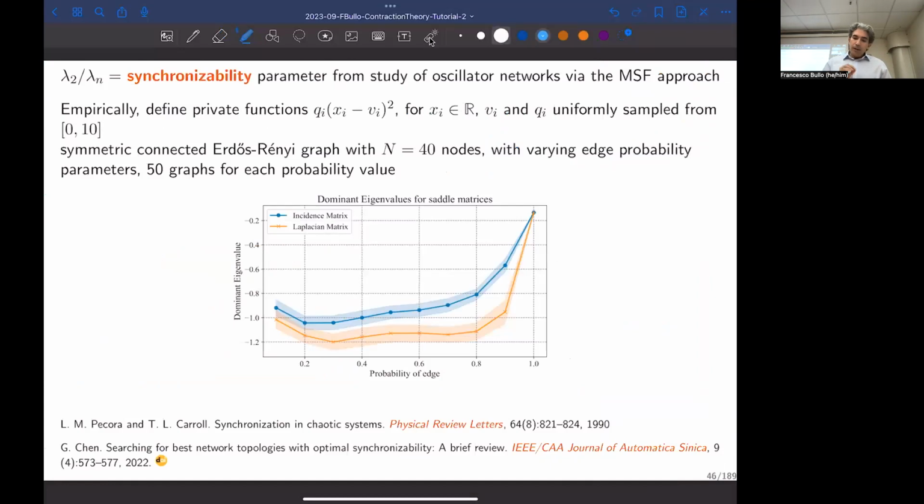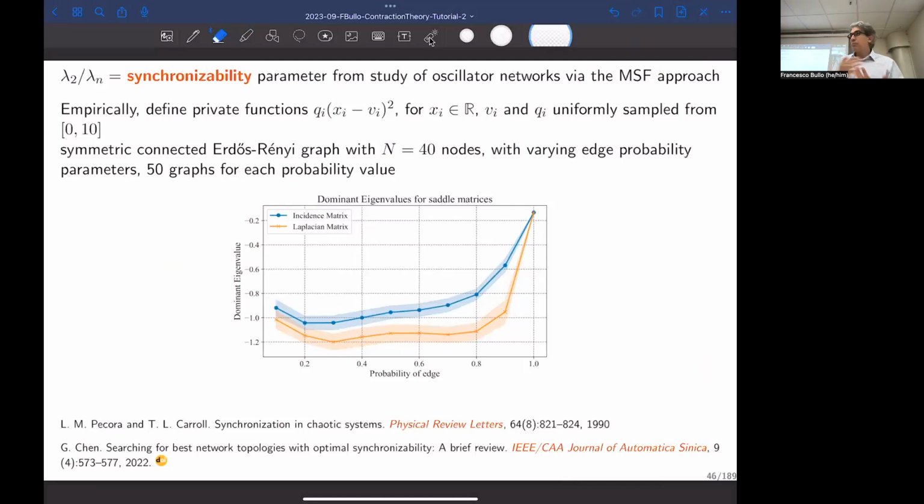First of all, before we continue, lambda_2 over lambda_n is a very cool quantity. It naturally appears in the literature, and people have studied it, just like the algebraic connectivity lambda_2, which is so famous that everybody knows it. But in the context of oscillator networks, there is an analysis method called the master stability function approach, which is widely studied by physicists, dynamical systems people, and network scientists. In the MSF approach, the ratio lambda_2 over lambda_n is known to play an important role in the synchronization of coupled oscillators. I'm not going to say more. That's why people call it the synchronizability parameter of the graph. Any questions?